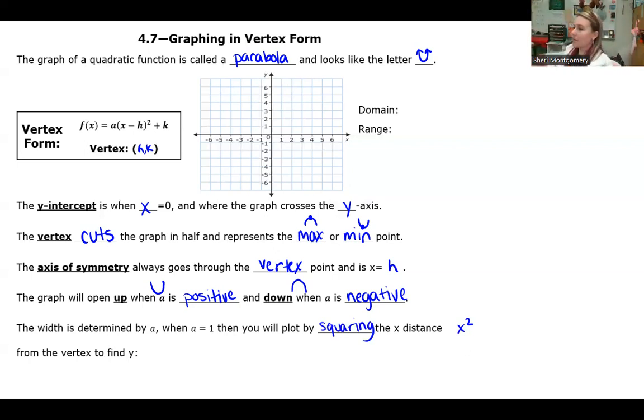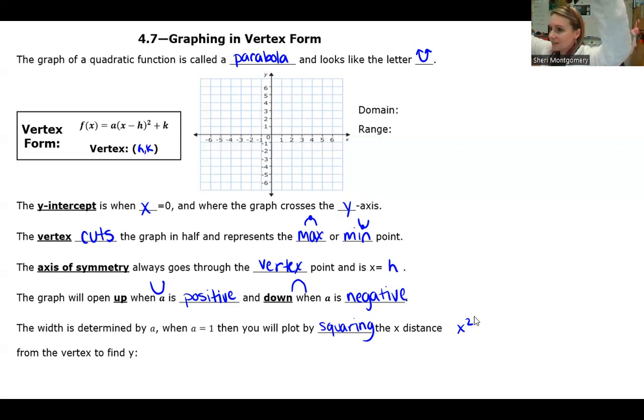Most of the time, I would say 3 out of 4 graphs that you make, a is equal to 1 or -1, so you'll be doing the same pattern over and over again. Because we're squaring, you might want to jot down x squared, because you're squaring whatever your x value is. These graphs are symmetrical, because whatever is on this side is the same on this side. So we only have to plot the right side, and then you use symmetry to plot the left side, right?